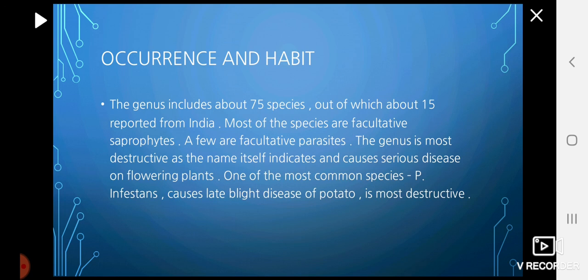Now we'll discuss the symptoms of late blight of potato. This disease is caused by Phytophthora infestans on potato, and the botanical name of potato is Solanum tuberosum. This disease is not very common in plains because the temperature is higher and there's drought in the potato growing season, but it is common in the hills above 6,000 feet.